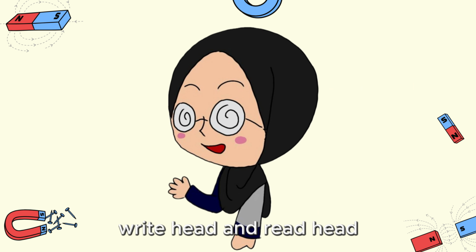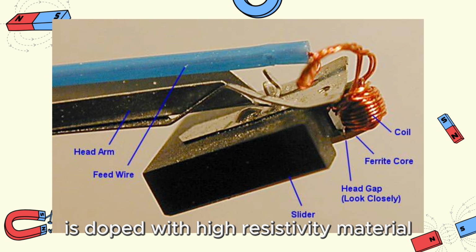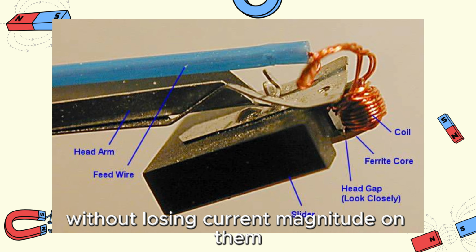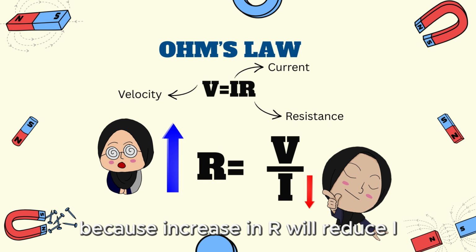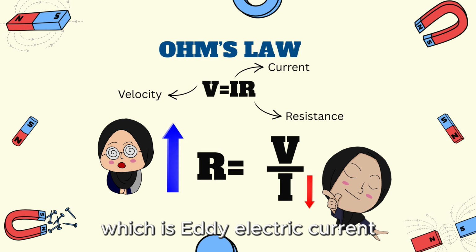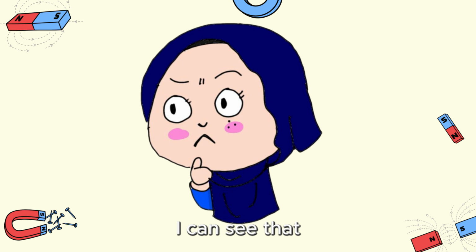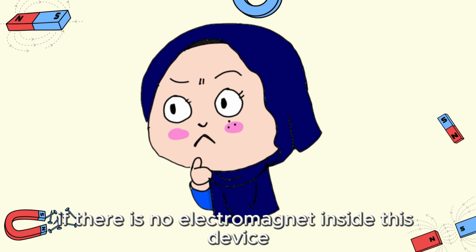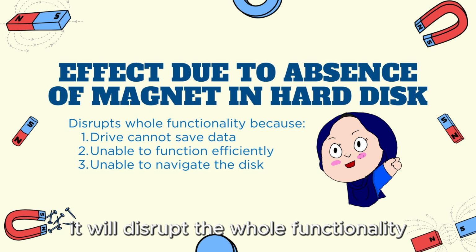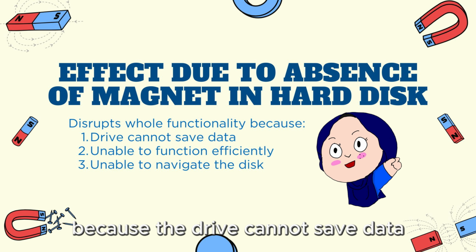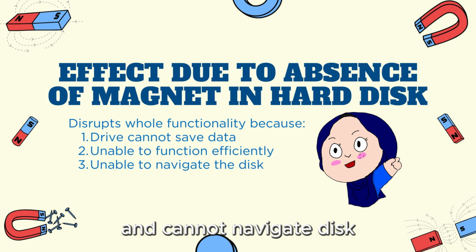Thus, to prevent this, the write head and read head are doped with high resistivity material without losing current magnitude on them, such as GMR and TMR for more efficiency. Because an increase in R will reduce I, which is the eddy electric current. Oh, so I can see that if there is no electromagnet inside this device, or even if they fail to work, it will disrupt the whole functionality because the drive cannot save data, fail to function properly, and cannot navigate this.